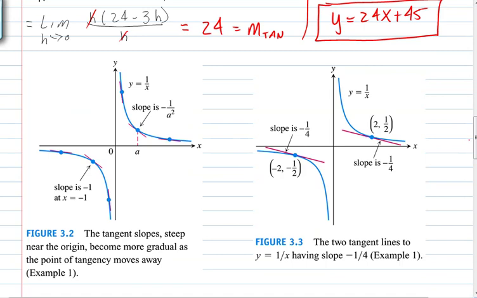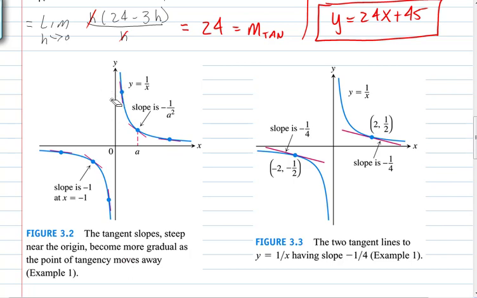Next, look at these tangent lines at these various points. Do you remember how to tell if a function is increasing or decreasing? You read a graph like you read a book, meaning from left to right. So moving from left to right, if the graph is going down, then we say that this is decreasing. Decreasing functions have negative slopes. Now, the more horizontal the tangent line becomes, the tangent slopes that are steep near the origin become more gradual at the point of tangency as they move away.